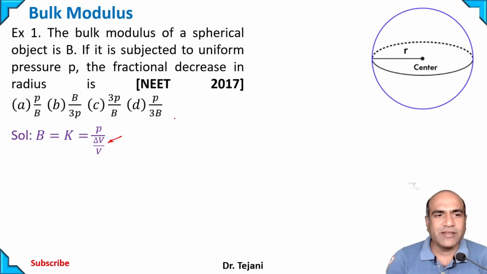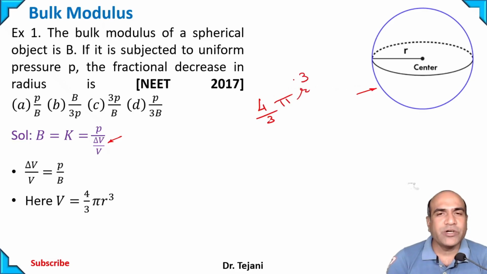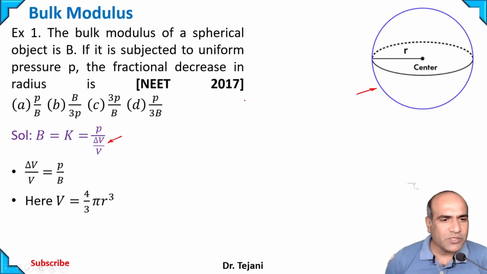What is the volume of a sphere? Can you tell me what the volume of a sphere is? The sphere volume is equal to 4 by 3 pi r cube. If you want the volume of a sphere, the equation is 4 by 3 pi r cube. You need to remember all the areas as well as volumes for each of these shapes.